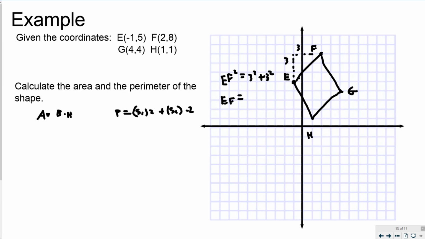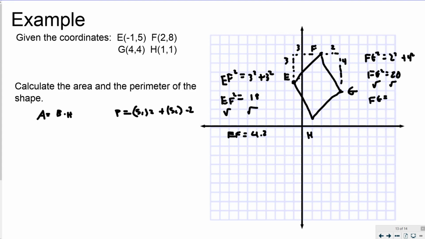Each one of those is 9. 9 plus 9 is 18. So I take the square root of both sides. EF will be equal to the square root of 18, and the square root of 18 is about 4.2. And then I'm going to go over here, and it's a side of 2 and a side of 4. So FG squared is going to be 2 squared plus 4 squared. So FG squared is equal to 4 plus 16. 4 plus 16 is 20. So we'll take the square root of both sides. FG is equal to the square root of 20, which is about 4.5.